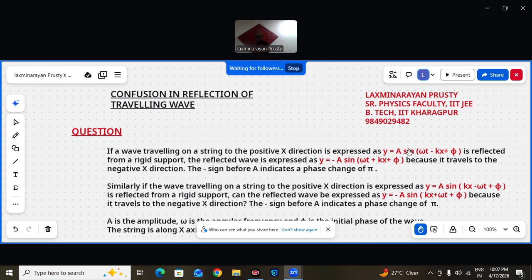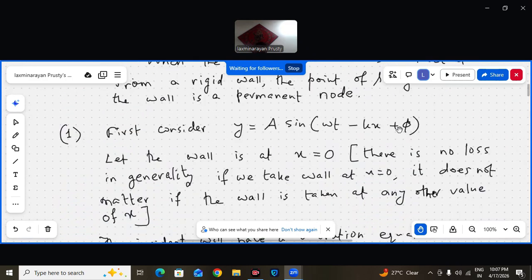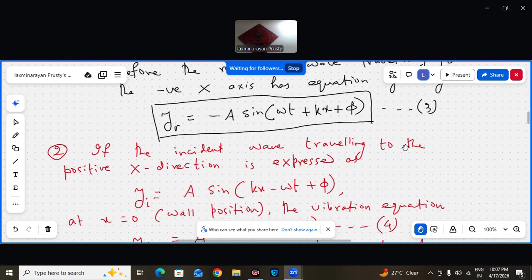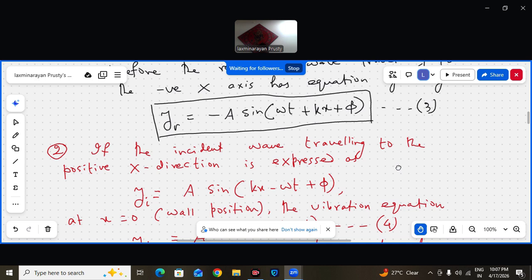In the question itself, I told that if this is your wave equation, so this is the incident wave equation, then this is the reflected wave equation. That's what I'm elaborating here. Now comes the crucial point.